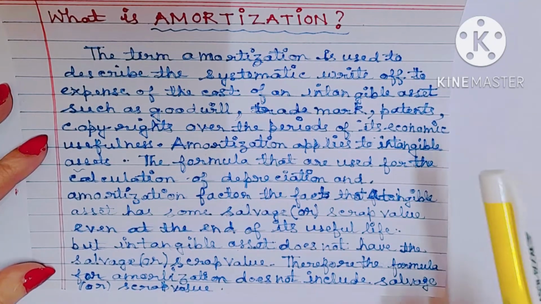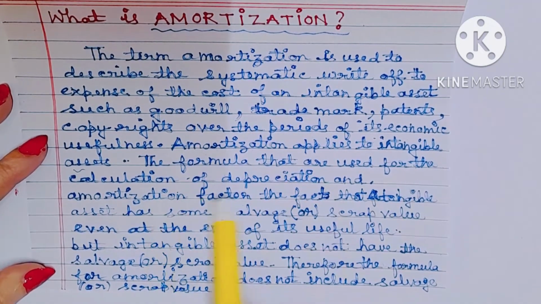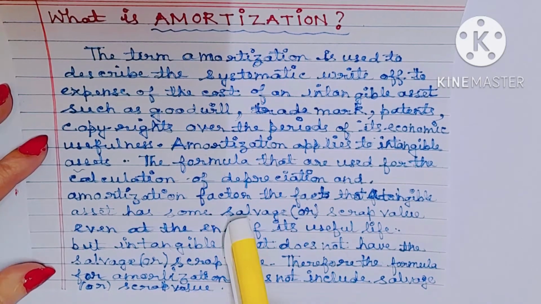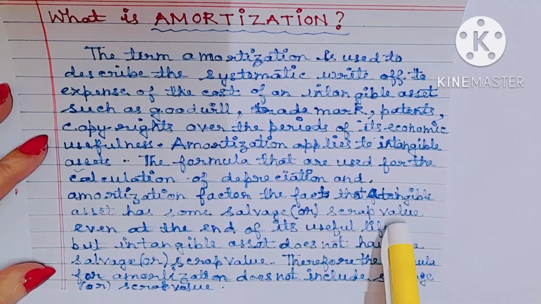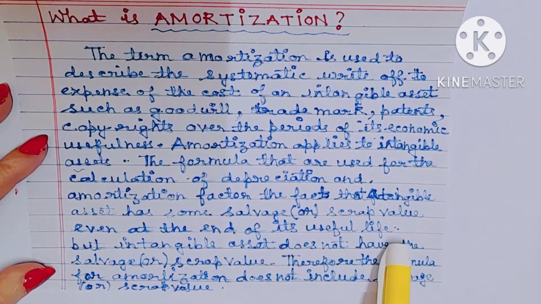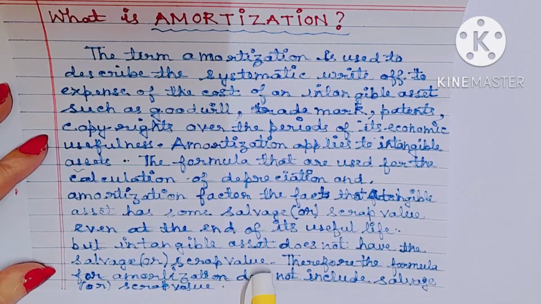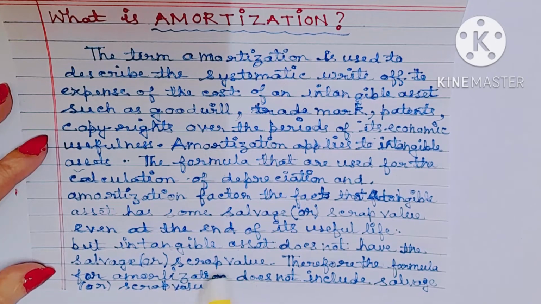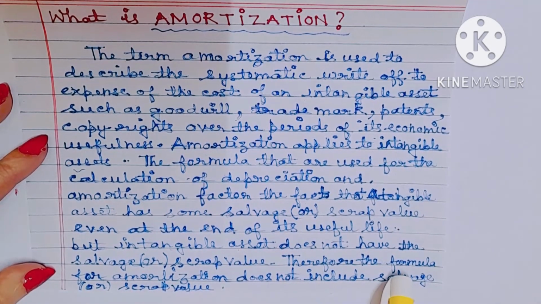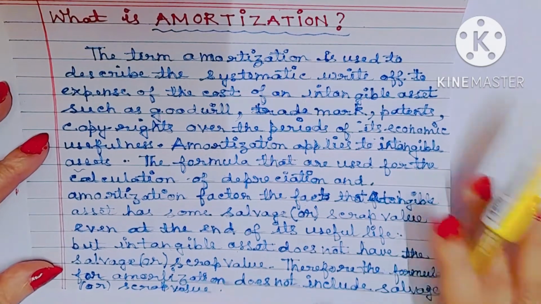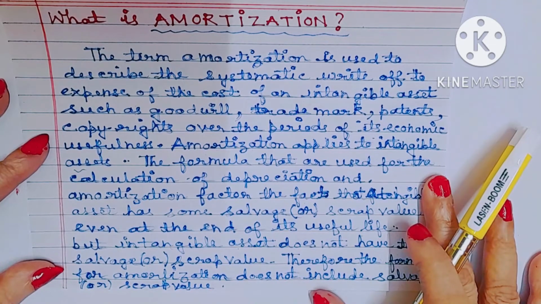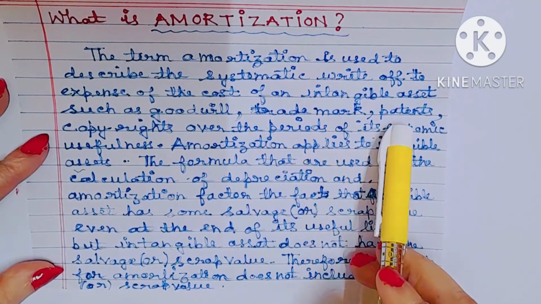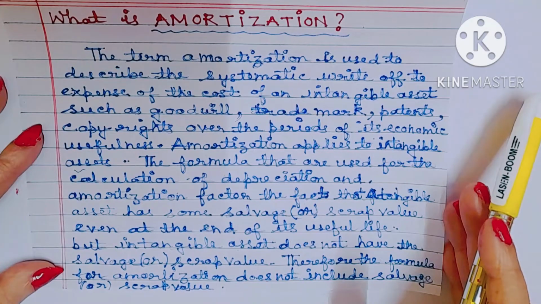The formula that is used for the calculation of depreciation factors in the fact that a tangible asset has some salvage or scrap value, even at the end of its useful life. But an intangible asset does not have salvage value or scrap value. Therefore, the formula for amortization does not include salvage value or scrap value. Please remember, amortization is only applicable to intangible assets like goodwill, trademark, patents, copyrights, etc. Okay? I hope you understood.